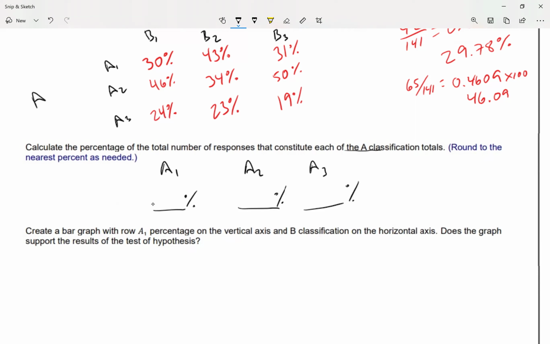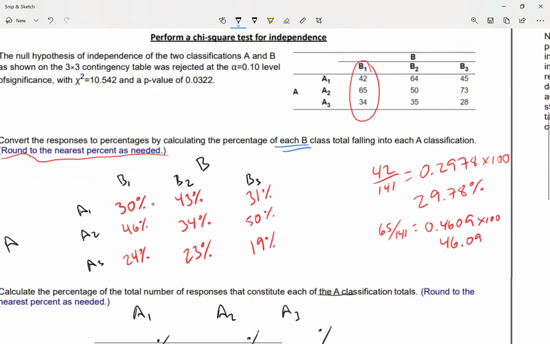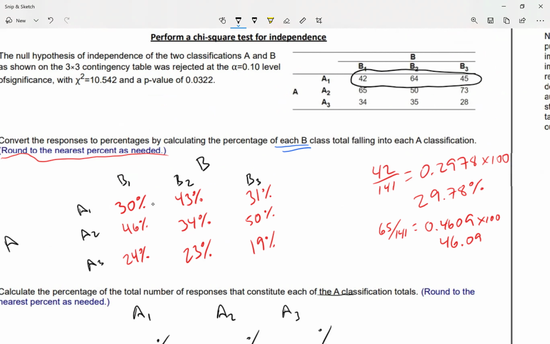For my A1 total, basically, I want to add all of my A1s from my table divided by how many there are altogether. So let me see. For my A1 percentage, I want to add all of my A1s divided by the total of my table. For my A2 percentages, I'm going to add all of my A2s divided by the total of the table. And for my A3 percentages, I'm going to add all of my A3s divided by the whole total.